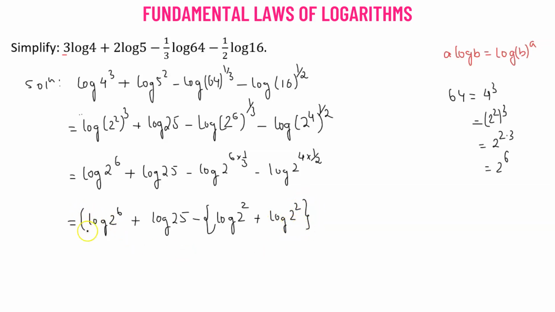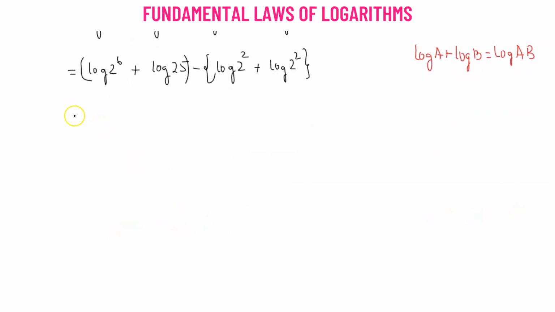Fine. Now what we'll do, we'll apply a property here, the property being log of a plus log of b is equal to log of a b. So using this property, we can combine the two logarithms within each of the two parentheses. So that means we will be getting log of 2 raised to the power of 6 times 25 minus log of 2 squared times 2 squared, so that's 2 raised to the power of 4. That means we have 2 raised to the power of 4. It will mean exactly the same thing.